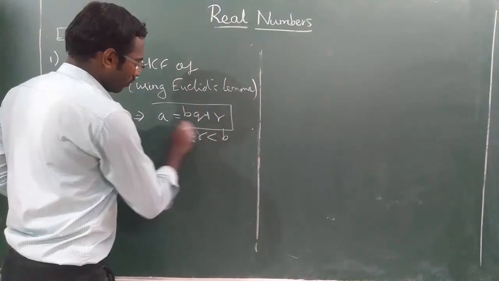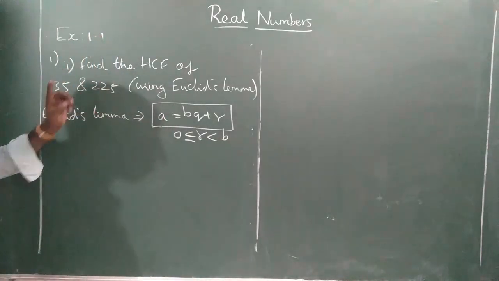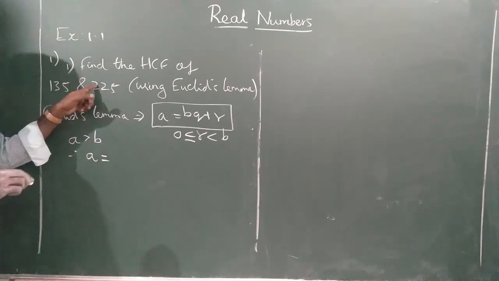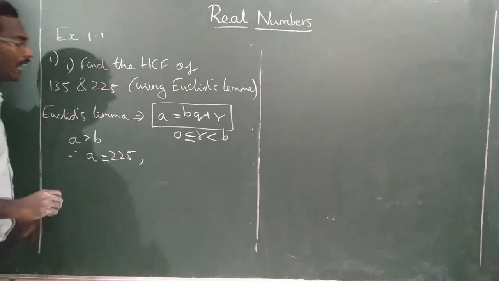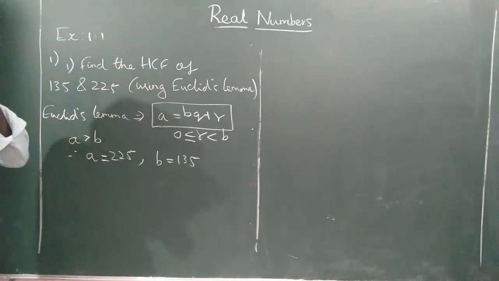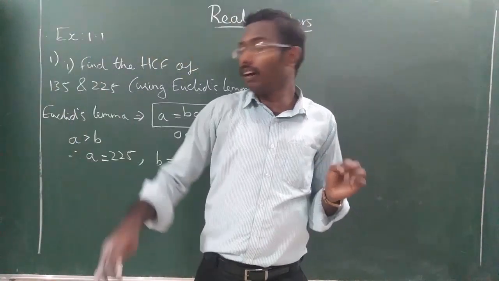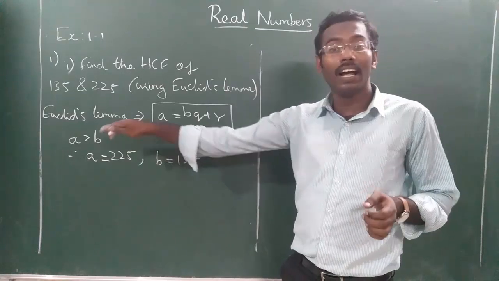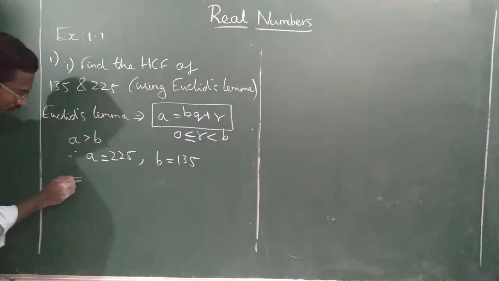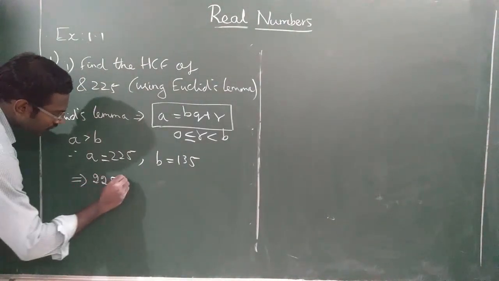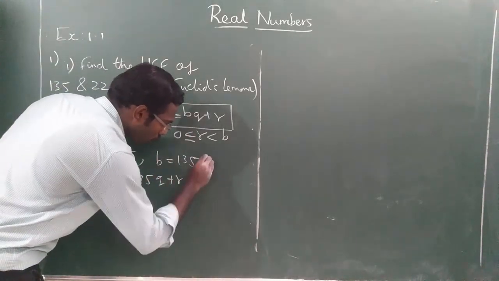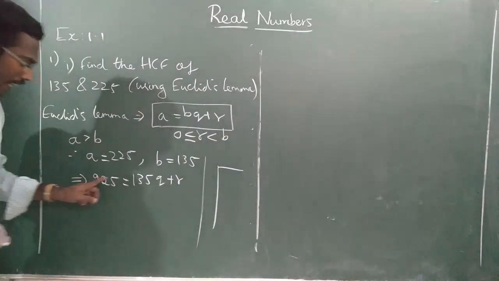Yes or no? Okay. Now, here what is A, what is B? Always remember A is greater than B. Therefore, the bigger number, 225 is A, and the smaller one, 135 is your B. Okay, so first step, you don't need to write a step, directly do it. First step, you have to represent these two numbers in the form of Euclid's lemma. So that gives 225 is equal to 135 Q plus R.